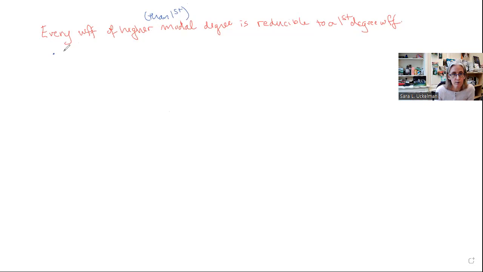The first thing that you do is convert all occurrences of phi implies psi to its equivalent, not phi or psi. So now we don't have any implications. This is nice because we have a whole bunch of negations and disjunctions, and these allow us to do De Morgan's. So what you want to do next is apply De Morgan's laws.